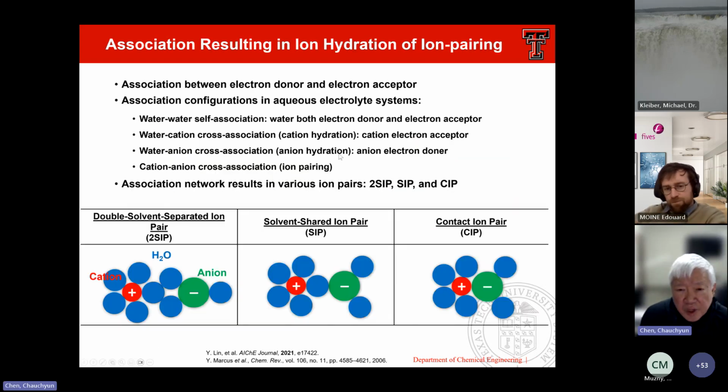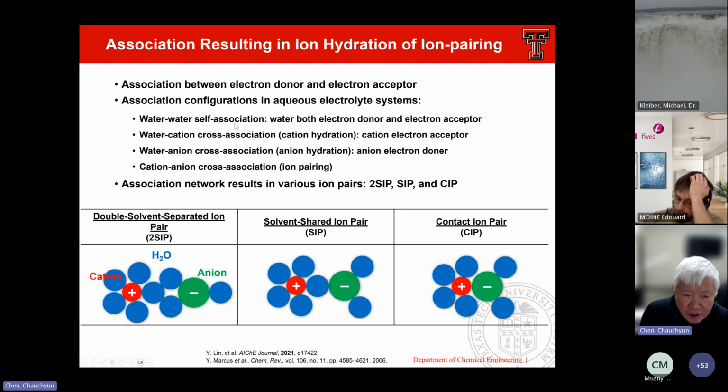So we've been looking into it. Why is that the case? What do we miss in the model? And we do know that the ions in the solution, actually they could form so-called double solvent separated ion pairs, or 2SIP, where the cation and anion are separated by solvent shells. Or could be a solvent shared ion pair, where the two ions are separated by only one water molecule, or they can form contact ion pairs. And all these species are results of association.